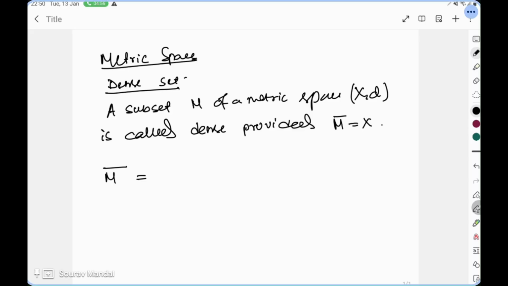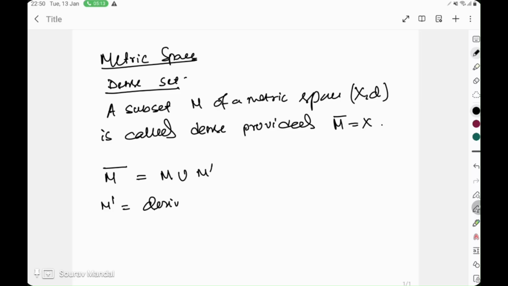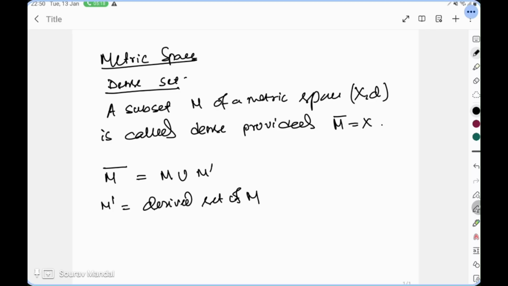Okay. That definition is for a topological space. But actually, M closure is the union of M with its derived set. So what is the derived set? The set of all limit points of M. Okay. So M dash is the derived set of M. That means it is the collection of all limit points of M. Clear?